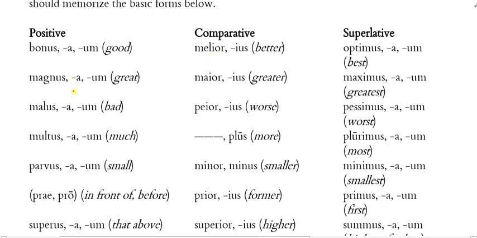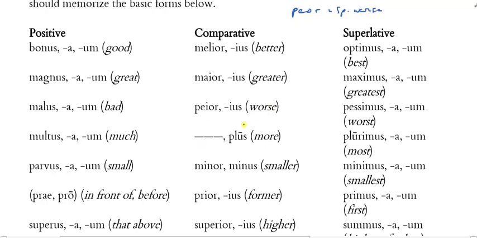Next, we have magnus for great, major, and maius for greater. And if you remember, the I shows up in English writing as a J for our roots, then you can think of the word major as related to this. And then maximus for greatest. Malus for bad, peior for worse, and peius for the neuter form. And if you know Spanish, the word peor in Spanish is worse.